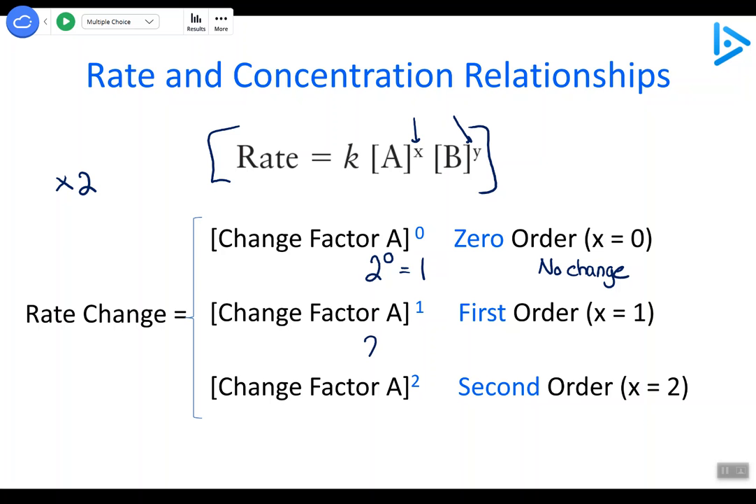But if I doubled the concentration of A and the rate doubled, well, that means that exponent must be 1.